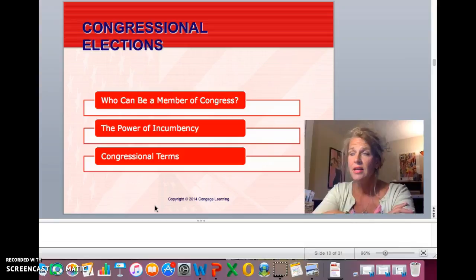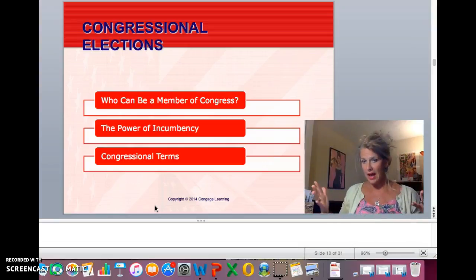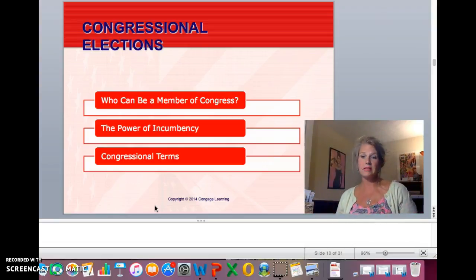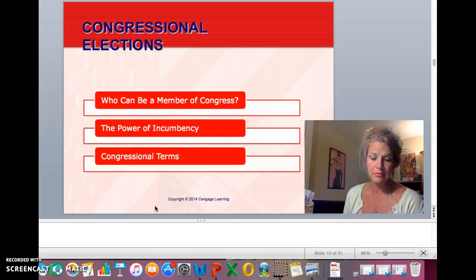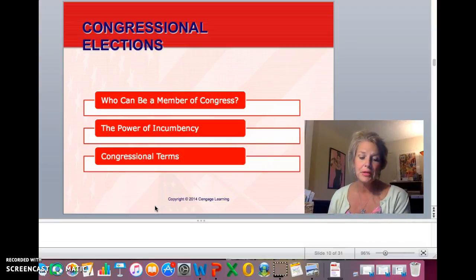Access to the media. And as you read the rest of your chapter, you know that the Senate is more apt to have that access to the media because they're more of an elite club, since there's only 100 of them and not 400 plus. Also, name recognition. Incumbent members usually are better known to voters than the challengers are. So that is a huge piece of the power of incumbency.